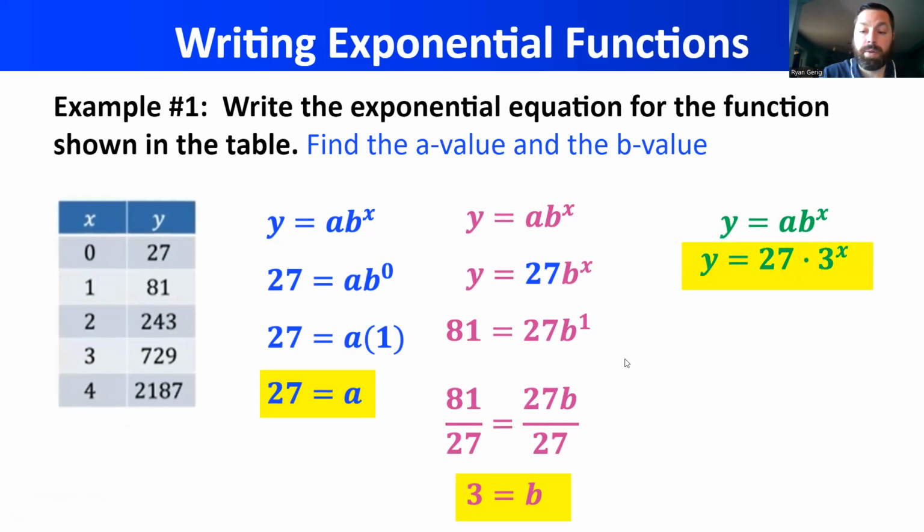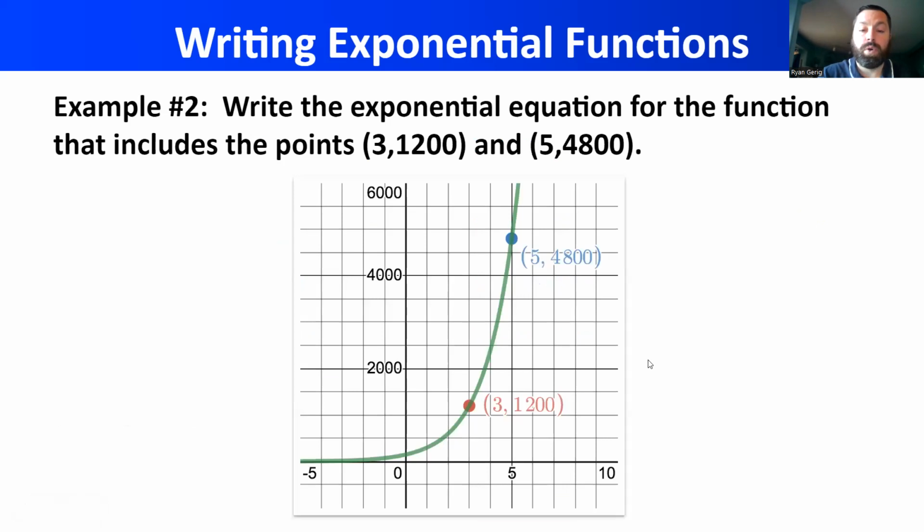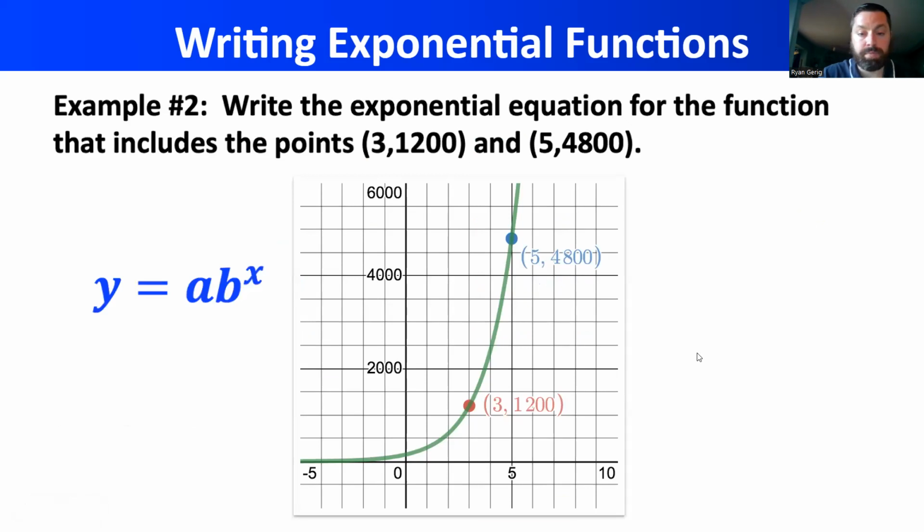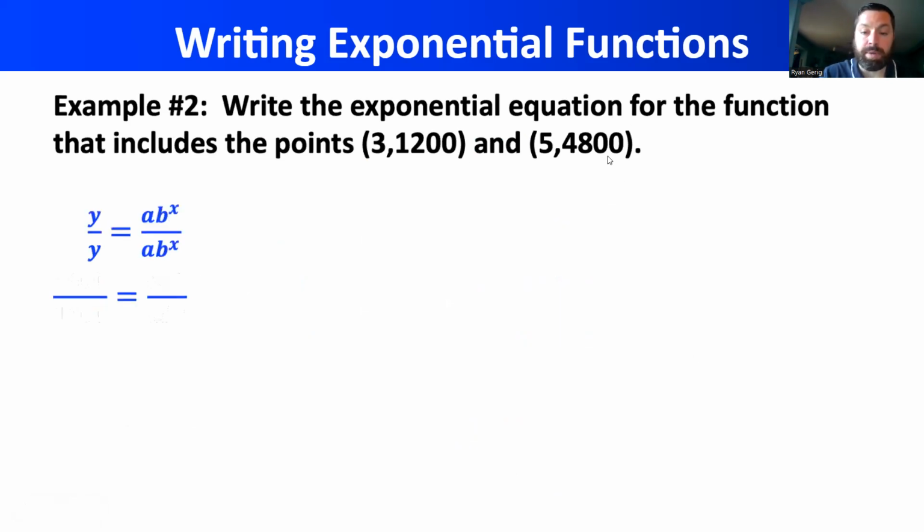All right. So what happens when I don't have x equals 0? So in this case, I don't know what that is down there. All right. So what do I do? Well, kind of the same thing. I like to start with my bigger x value, so 5, and I'm going to put that one first. The y value when x is 5 is 4,800.